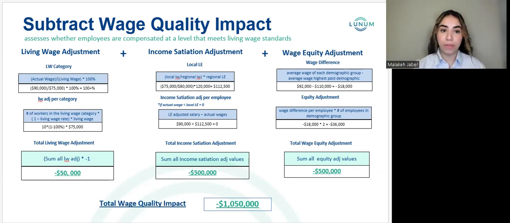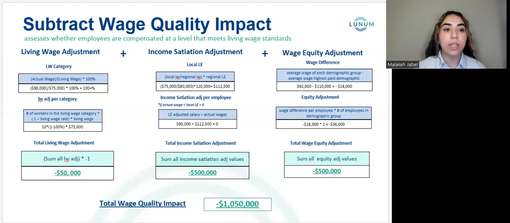Now to the first step of calculating wage quality, the living wage adjustment. The living wage adjustment ultimately assesses whether wages are being paid that meet the living wage benchmark. We do this to ensure that employees can meet their basic needs based on the income that they're receiving. So the first step in calculating living wage adjustments is to determine the living wage category for each employee.